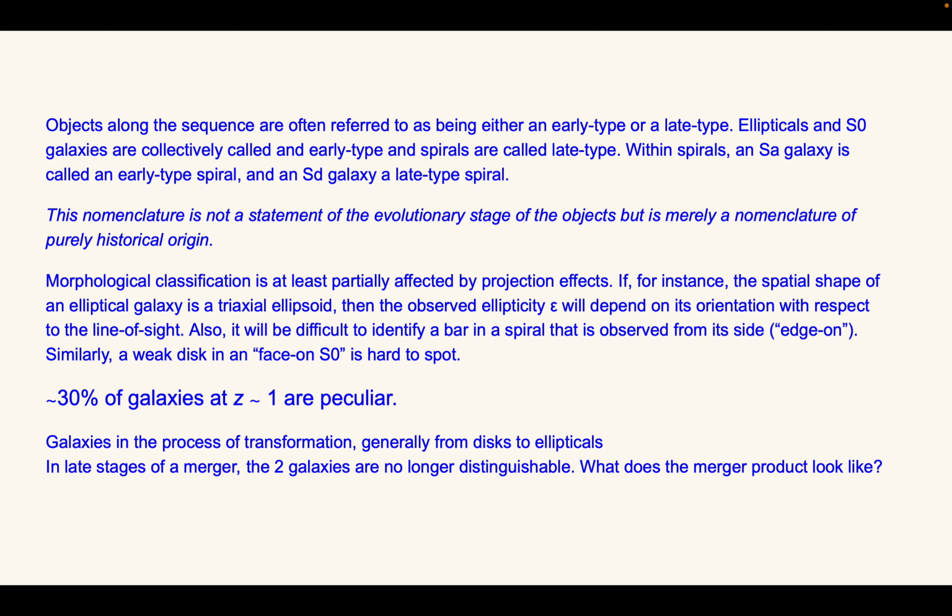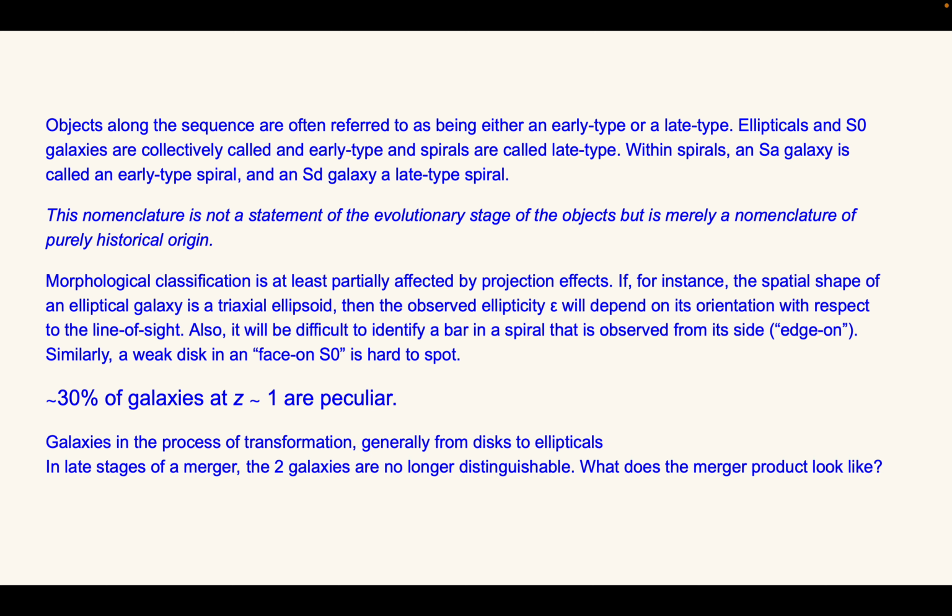This is not regarding any early type, late type. Often you will see those terms, but you must keep in mind this is not anything due to the evolutionary path of the galaxies. The morphological classification is at least partially affected by the projection effect. If, for instance, the spatial shape of the elliptical galaxy is a triaxial spheroid, then the observed ellipticity will depend on the orientation with respect to the line of sight.